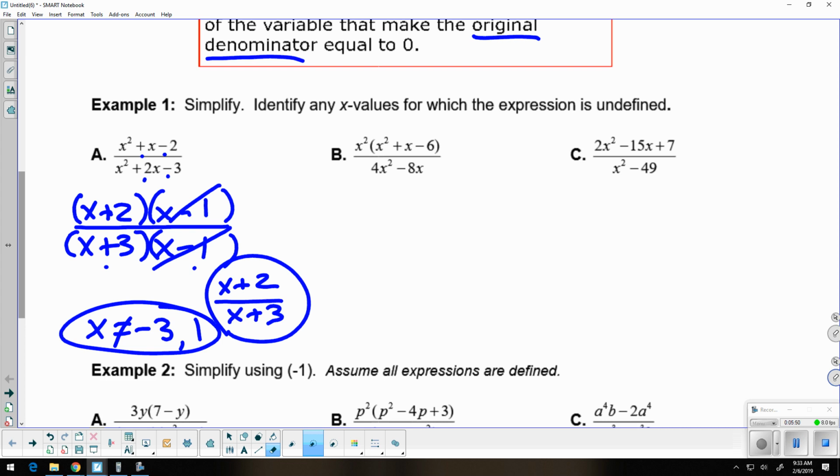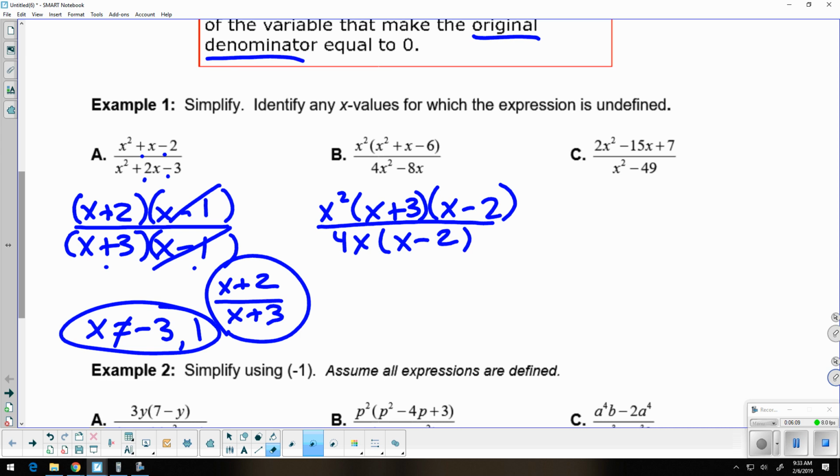So similar idea for b, same exact idea. If I start to factor on top, you have the x squared already in the front, but factoring the trinomial, this would factor into x plus 3, x minus 2. On the bottom, as far as factoring goes, just take out your GCF of 4x. You'd be left with x minus 2.